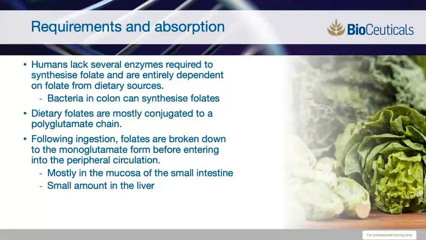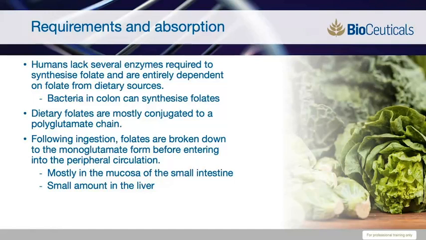So folate cannot actually be made by humans. So we need to get it from the diet or our nutrient intake. In saying that, we do know that some of the bacteria in our gut can produce folate. However, it's only a small amount and really is not enough. We need to get it from the diet. The dietary folates, as I mentioned before, usually come in the conjugated state with this polyglutamate chain. So they have these glutamate groups added to it.